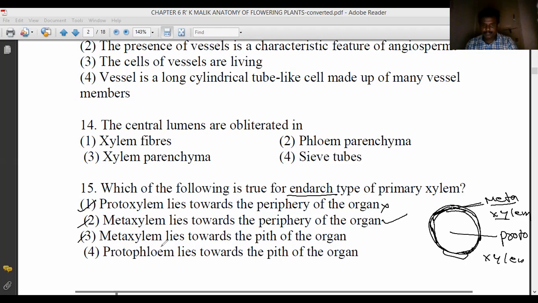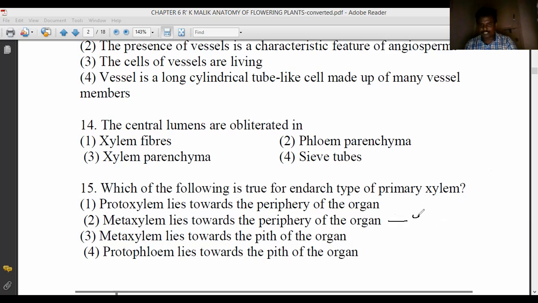Let's see the third. Metaxylem lies towards the pith of the organ. It is wrong, because metaxylem is not located towards the pith. Protoxylem is located towards the center, and the pith is located towards the center. Fourth, protophloem lies towards the pith of the organ. We are discussing xylem here, so it is wrong. Among the four options, the correct option for the 15th question is the second option.